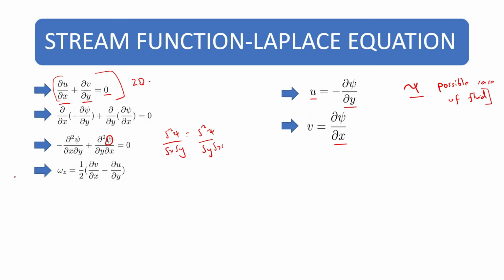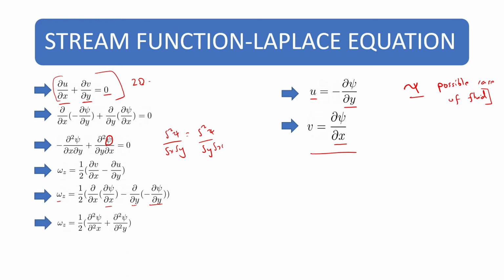And you know that the angular velocity is equal to half into ∂v/∂x minus ∂u/∂y. If you substitute v and u from these two equations, again you will get omega z is equal to half into ∂/∂x into ∂psi/∂x minus ∂/∂y into minus ∂psi/∂y. This is equal to half into ∂²psi/∂x² plus ∂²psi/∂y².